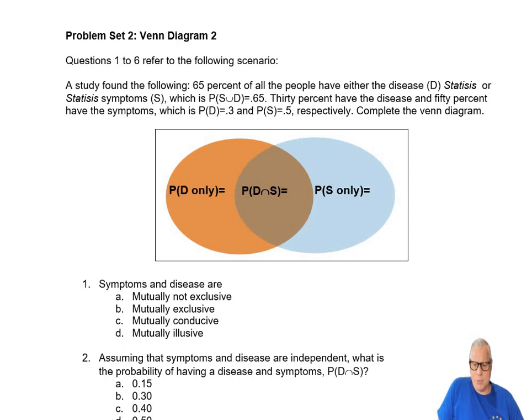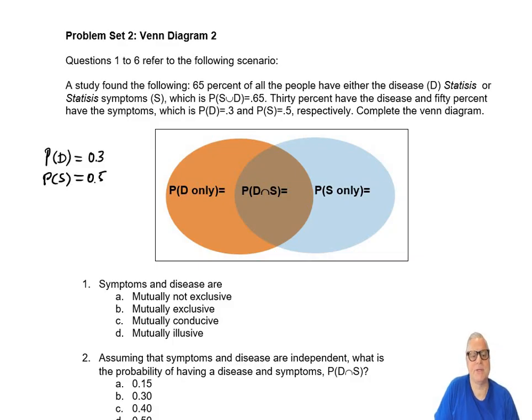Okay, let's turn to the next problem set, which is very similar. A study found the following. 65% of all the people have either the disease or the symptoms, which means the probability of disease or symptoms is 0.65. 30% have the disease and 50% have the symptoms. So the probability of the disease is 0.3, and the probability of symptoms is 0.50.